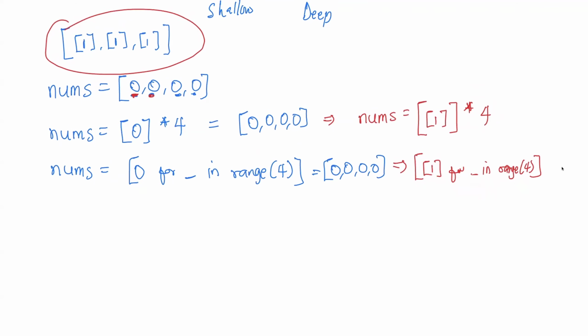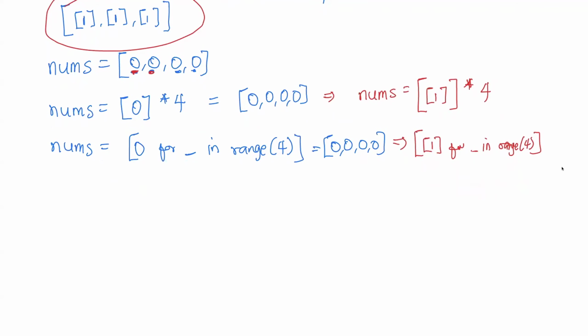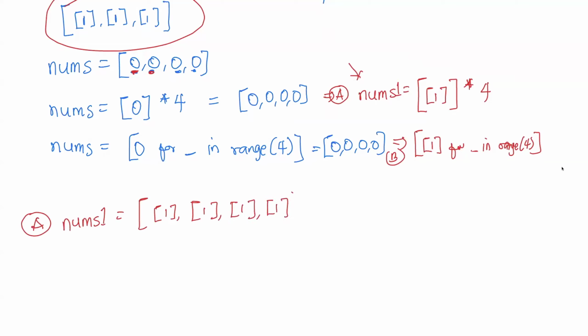Okay. Now, continuing from this part, let's call it A, and let's call this one B. So for A, let's call it nums1, and let's call this one nums2. For nums1, I have 1, 1, 1, 1. It was 4 times. And for B, which is nums2, I have, please follow me carefully, 1, 1, 1, 1.